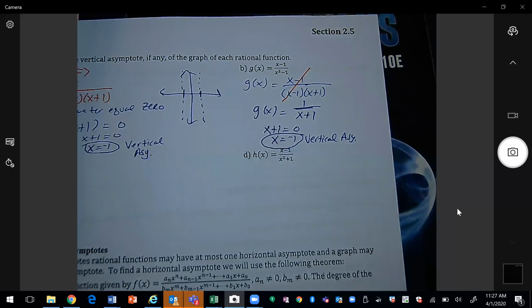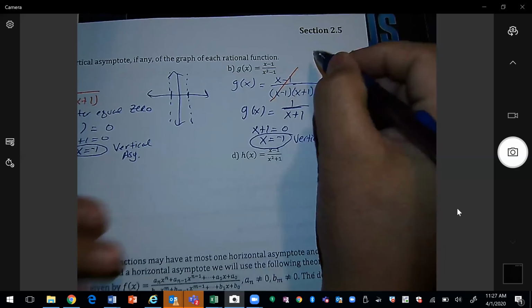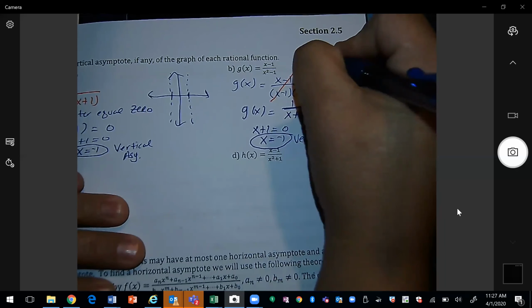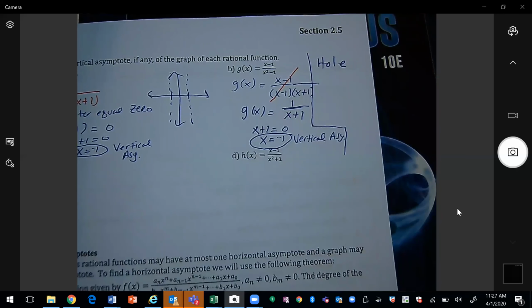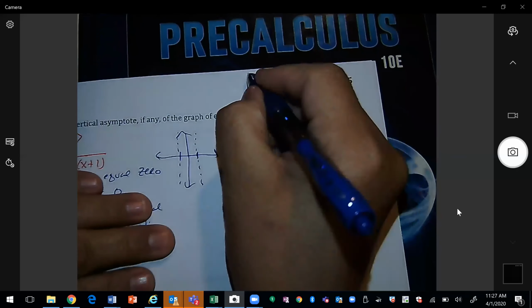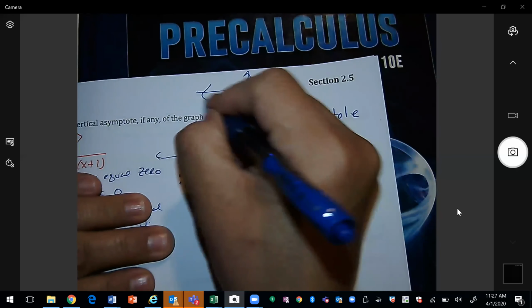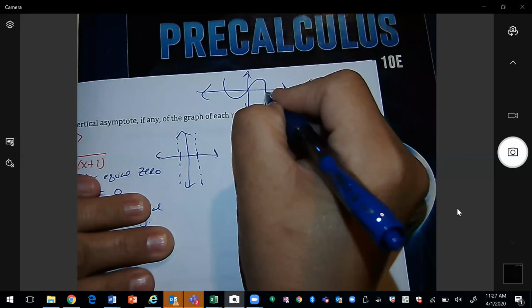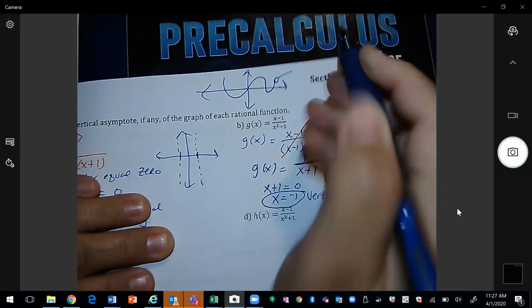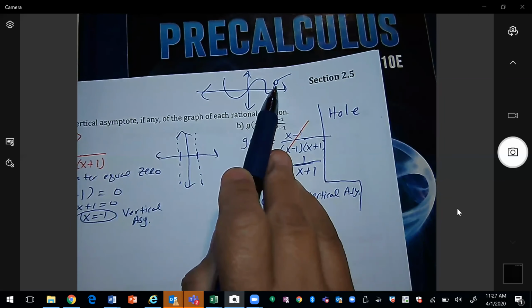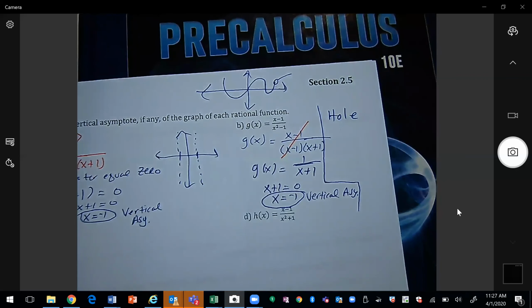That's a vertical asymptote. Now, anytime that you can cancel a factor, what we say is that it creates a hole in the graph. And what I mean by that is if I had a graph, for example, and I have my graph like this, it's that open circle, that's gonna be the hole. And so you only get one of those if you cancel a term.